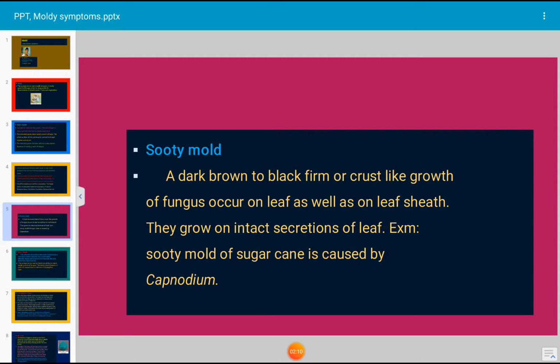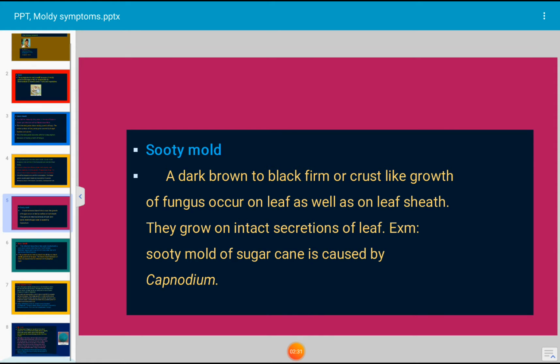Let us see the sooty mold type of symptom. In this case, a dark brown to black firm or crust-like growth of the fungus occurs on the leaf as well as on the leaf sheath. They grow on the intact secretions of the leaf. Example, sooty mold disease of sugarcane. It is caused by Capnodium.